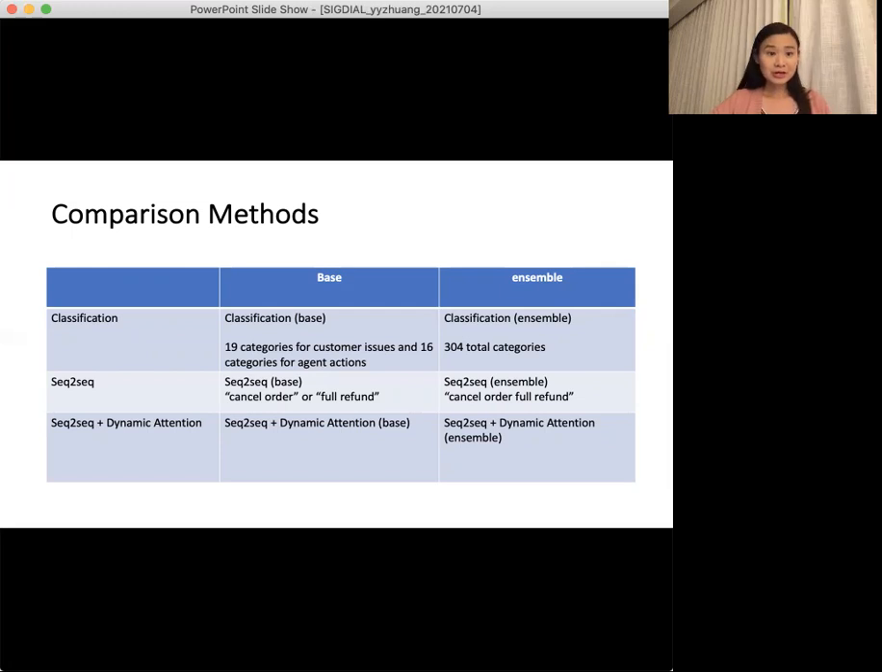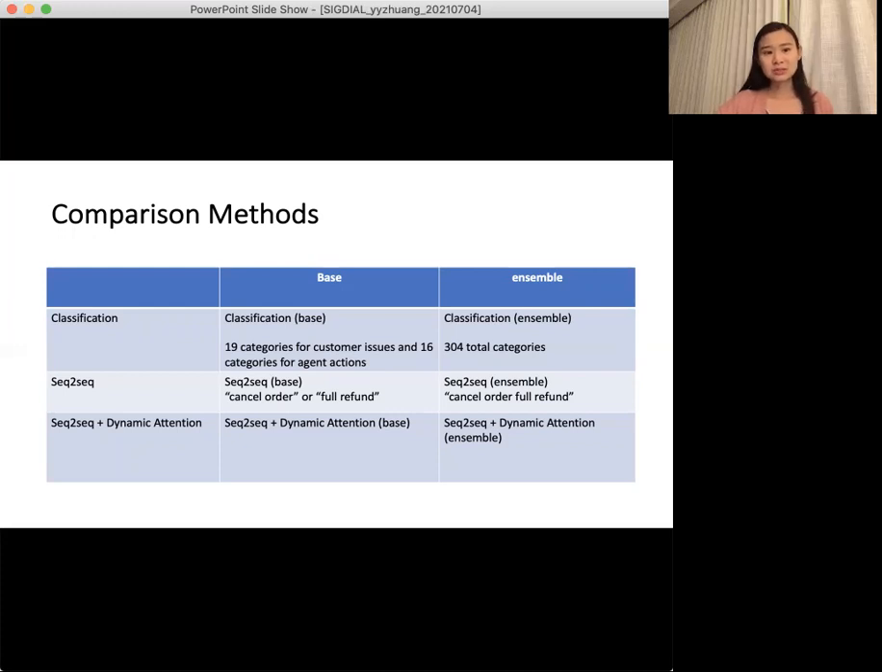And you're probably already thinking, as customer service contacts get longer and more complex, the number of classes for this approach could grow dramatically, and a classifier model will no longer work. The sequence-to-sequence model will address these issues.